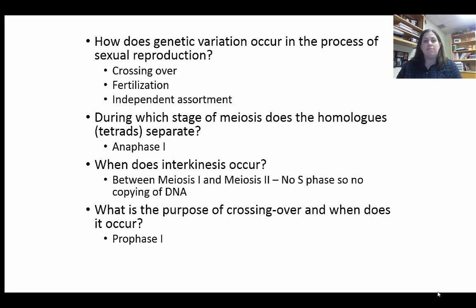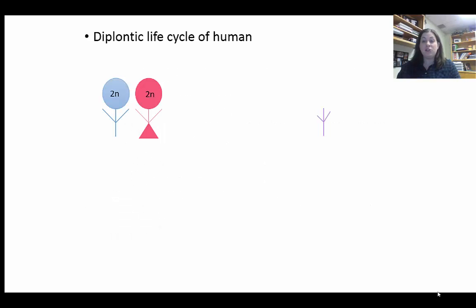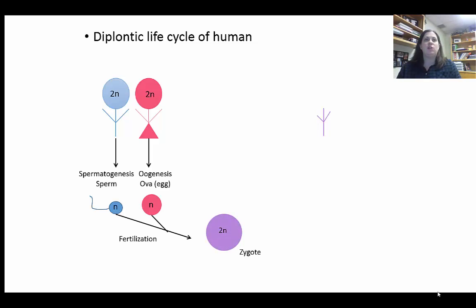Now, there is going to be a matching with a picture where you're going to need to know the diplontic life cycle of a human. Now, the picture in your book is a little bit better, but here we have a male and female. They both can undergo meiosis, which is spermatogenesis in male to create sperm, and oogenesis in female to create egg. Now we've halved the number of chromosomes. When this egg and sperm come together, this is fertilization.